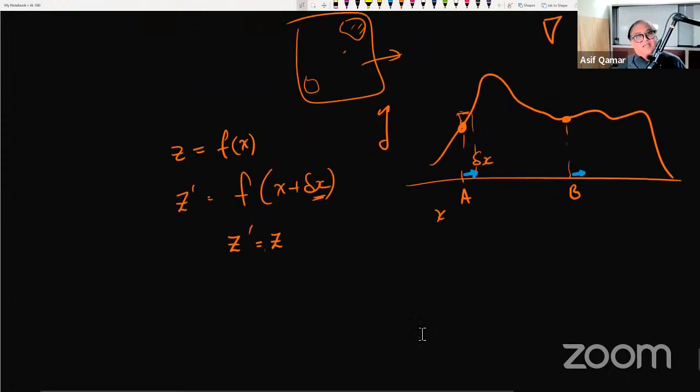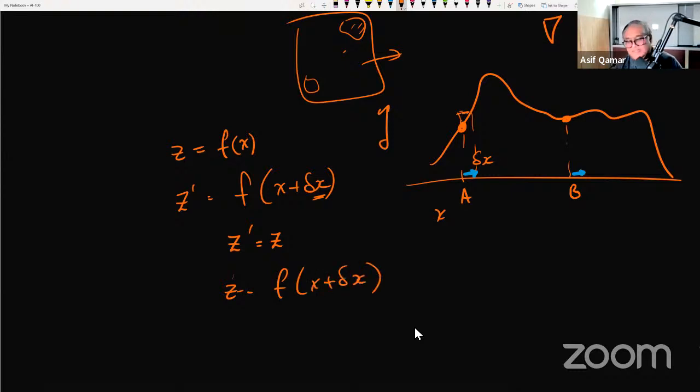What does this mean? You realize that z prime is equal to f(x plus delta x), isn't it, guys? And there is something called Taylor series expansion that you may remember from calculus. It says that it is the same as what?